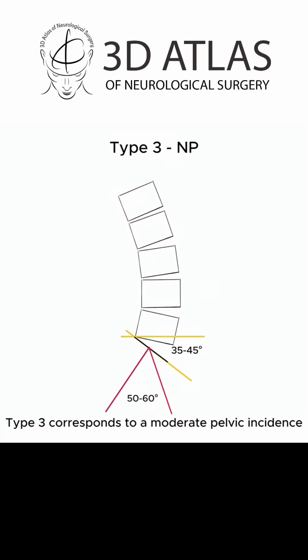Type 3 corresponds to a moderate pelvic incidence between 45 and 60 degrees. It represents the balanced spine, where the curves of the pelvis, lumbar spine, and thorax are in harmony. Within type 3, there are two subtypes.